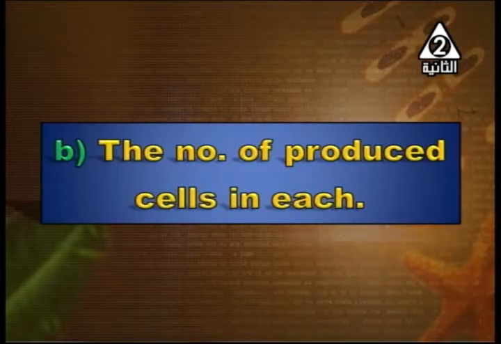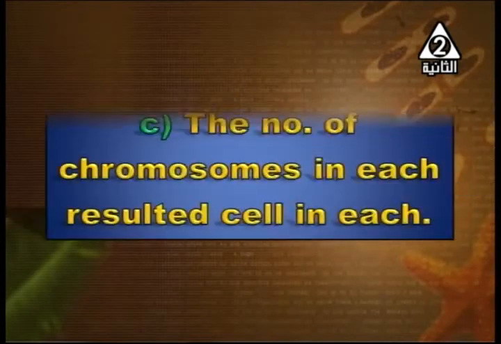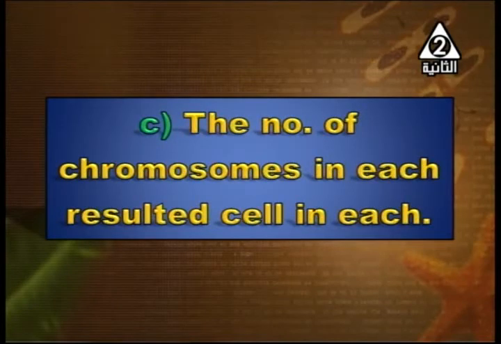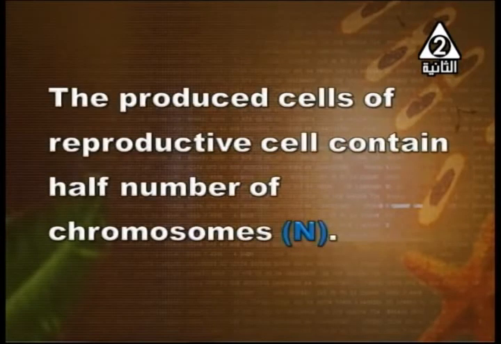What is the number of produced cells in each? The somatic cell will produce two identical cells, while the reproductive cell will produce four cells. Also, what is the number of chromosomes in each resulting cell? The cells produced from somatic cell division contain the complete number of chromosomes, which is 2n, while the cells produced from reproductive cell division contain half the number of chromosomes, n.